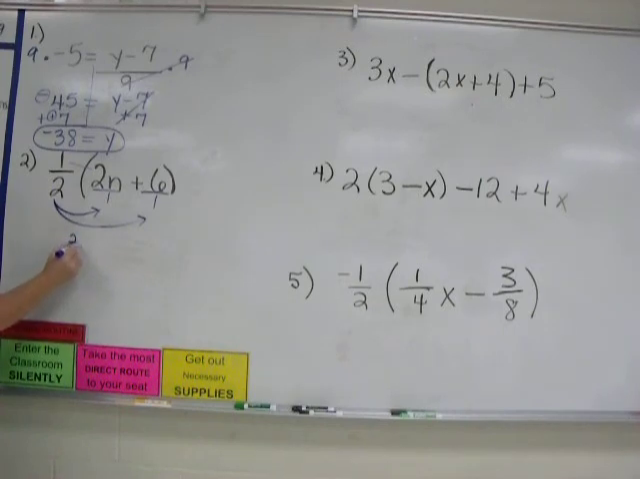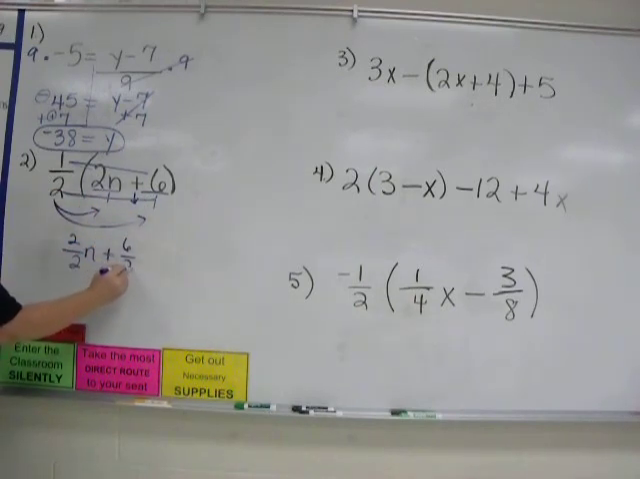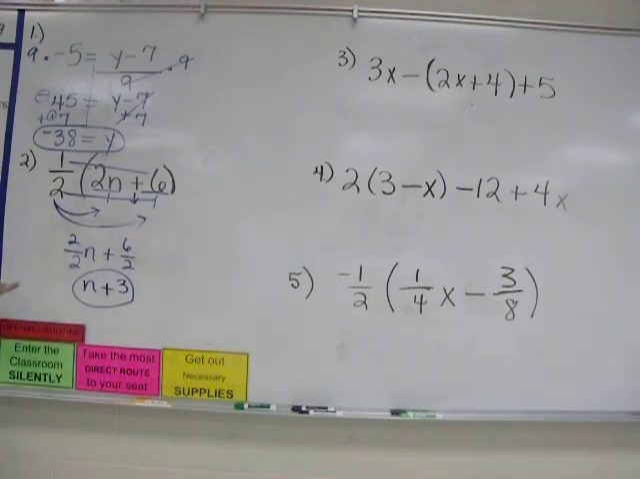1 times 2 is 2. 2 times 1 is 2. And these are n's. We're going to drop the addition sign. 1 times 6 is 6. 2 times 1 is 2. And now looking at what we have, 2 divided by 2 is 1. That's 1n. And again, they're not going to write the 1 in front of an n. If it's just 1n, you're just going to see the n. 6 divided by 2 is 3. And that's the answer, and that's the answer choice that you would choose.